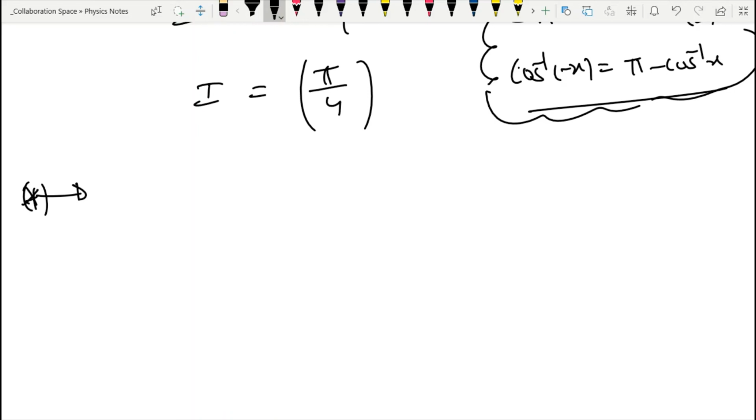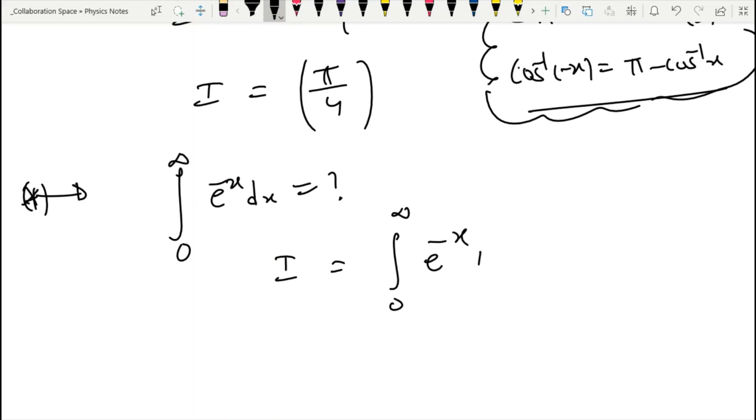Next, let us move to the next one. What is the integration of e power minus x dx from 0 to infinity? What is the value of this one? I is the integration 0 to infinity e power minus x dx. Now tell me the answer for this integration, students. What is the answer for this integration?